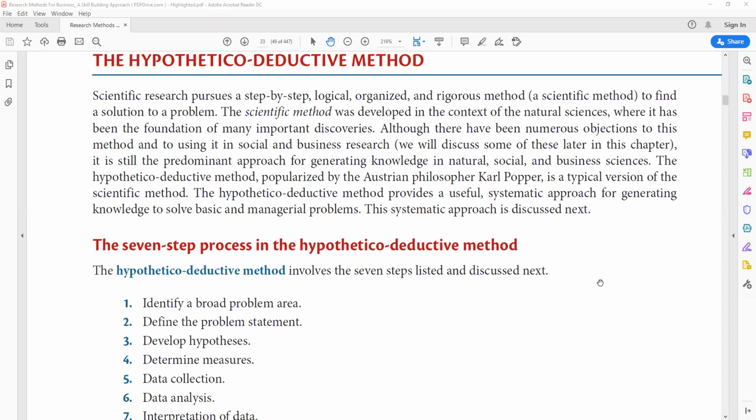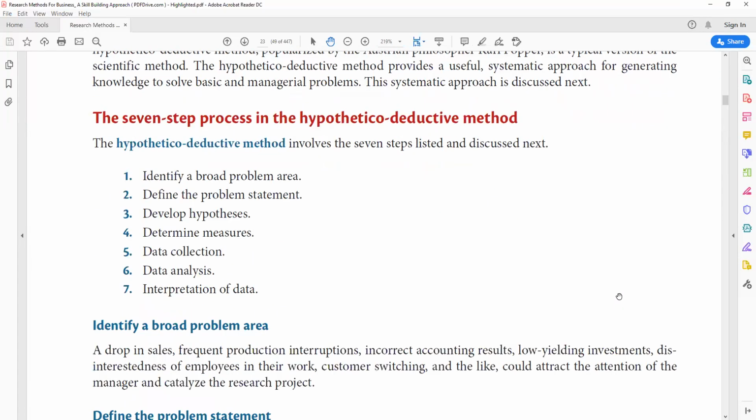Now, how would you measure the variables? You need to measure the variables. What makes them take varying values, or what sort of values do they take? Then you collect the data on those variables, analyze data using different software, and then you interpret the data. Now, the first step is identifying the broad problem area.